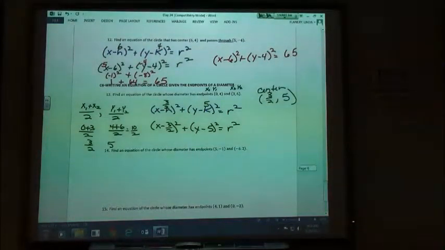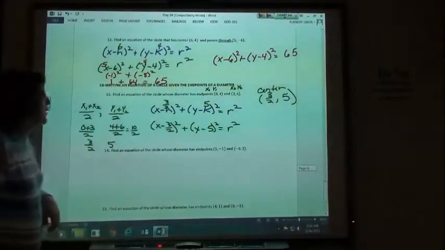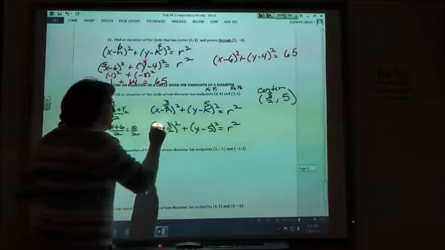Now I still need to find my r squared. I can use either of those 2 points. It doesn't matter which one you use. You can either use the 0, 4 or the 3, 6. Which one would you prefer? Which one's easier? Probably the 0, 4. Okay. Just because 0 is easier to do.